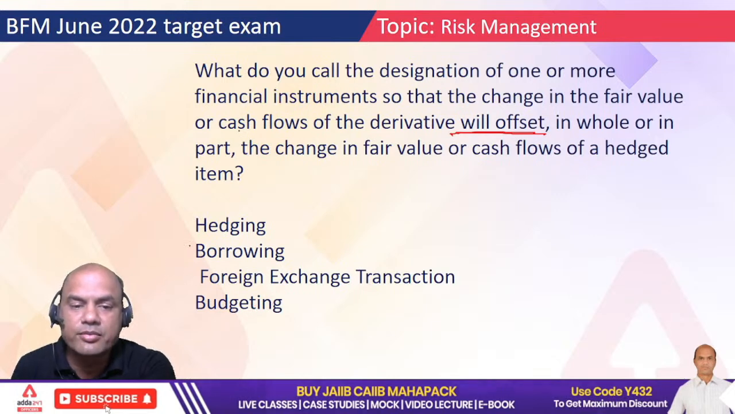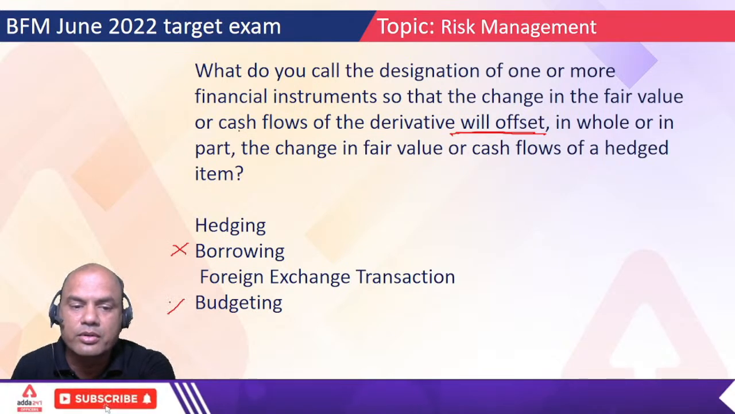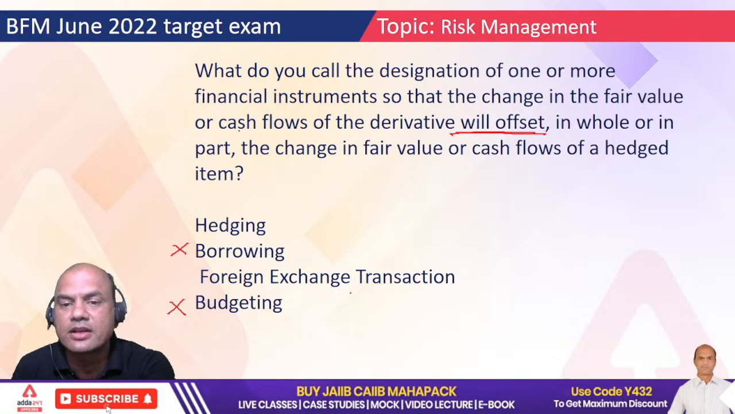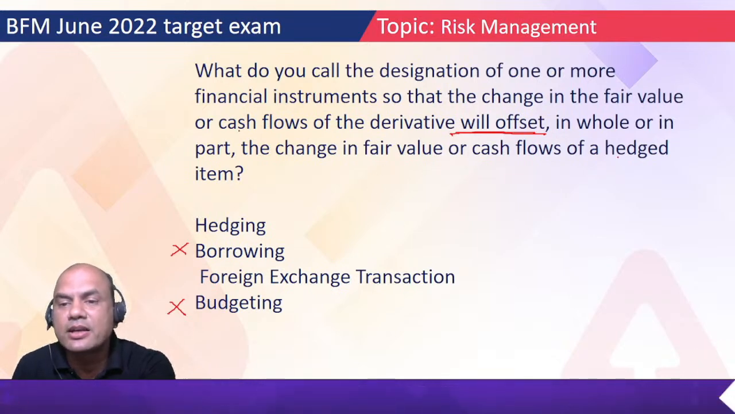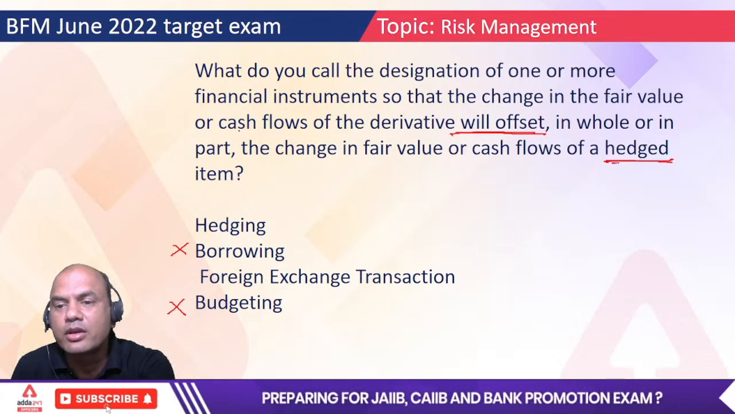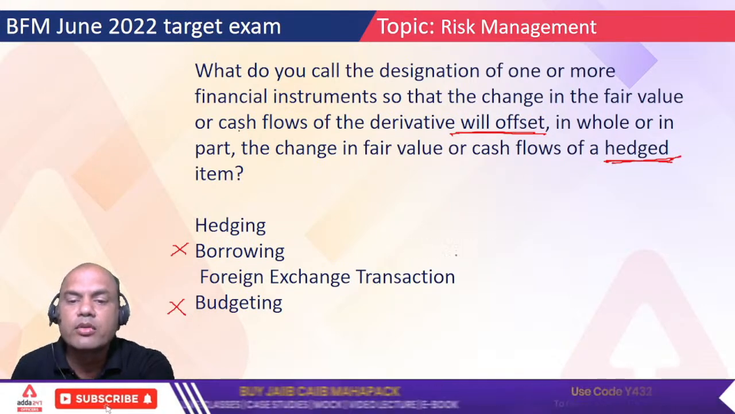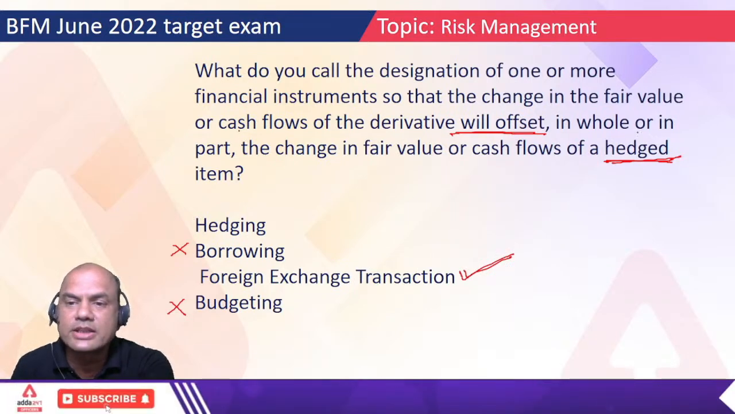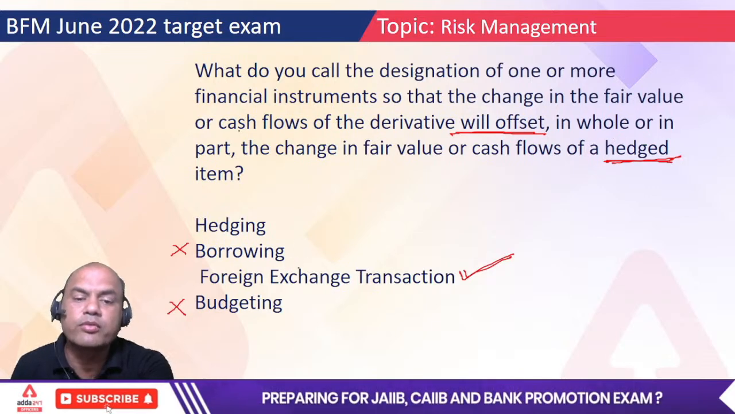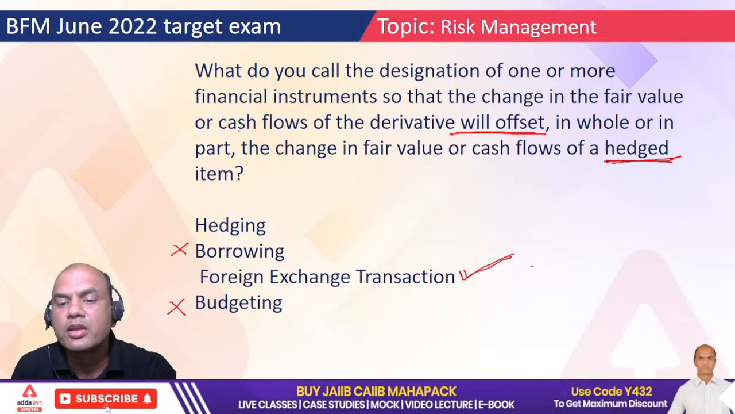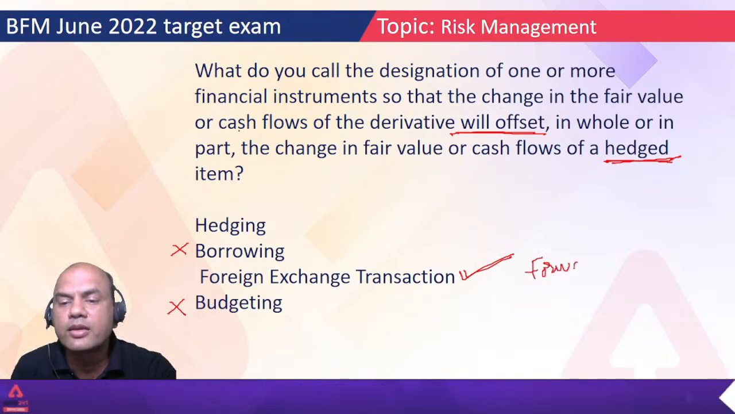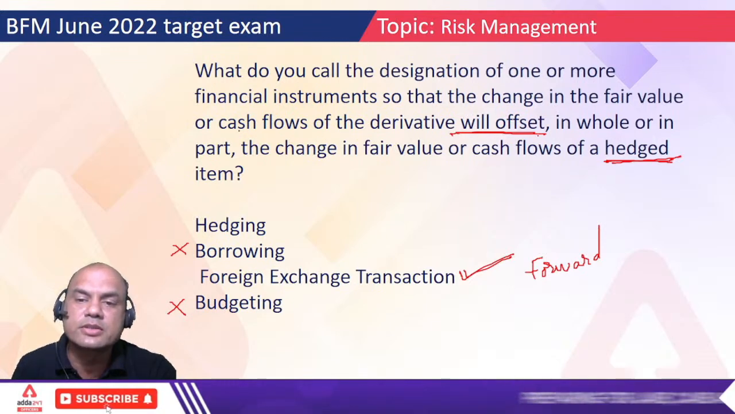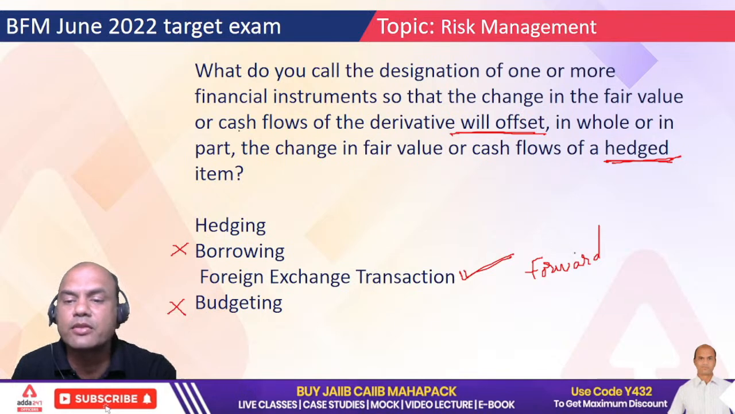So firstly B and D are out. Now only A and C. What is the answer? Hedging or foreign exchange transactions. Cash flows of hedged items means they are already hedged. I have already done the hedging. So what remains now? Foreign exchange transaction. Once I have hedged it, I'll go for a foreign exchange transaction, means forward booking. That will offset the risk. Whatever the rate fluctuations may be in future, that would be offset if I book the forward contract.